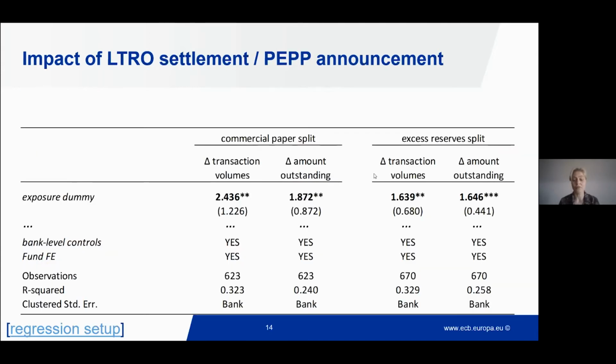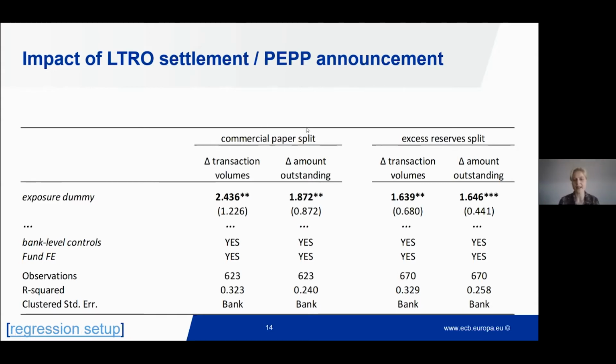What about the settlement of the first operation? Remember, these operations were run weekly. So we're going to look at the first bridge LTRO, which had by far the largest bank sign-up participation. And this is also the week where PEP was announced. So we're going to compare what happened in that week in terms of bank repo lending to funds compared to the previous week. We're going to look at 2 splits, the commercial paper split and the excess reserve split. We have our exposure dummy, how exposed the bank was to either commercial paper rollover or how much excess reserves it held ex ante. And we're going to look at 2 measures of repo market activity. One is the volume of transactions over the week. So think of it as a flow of transactions over the week. And another one is sort of a stock variable, the change in the amount outstanding of repos week on week.